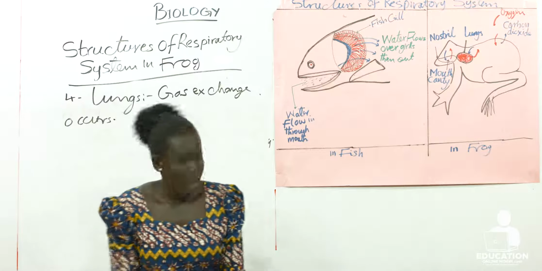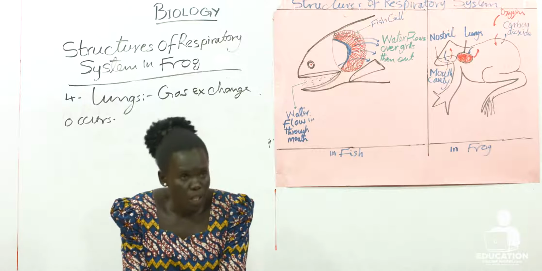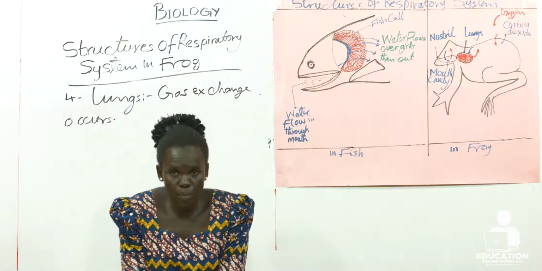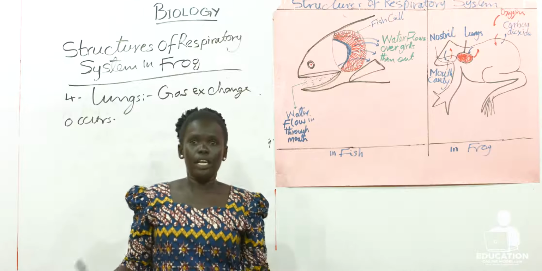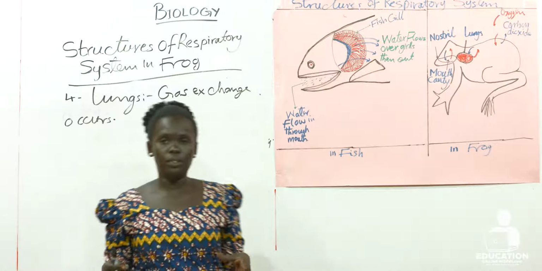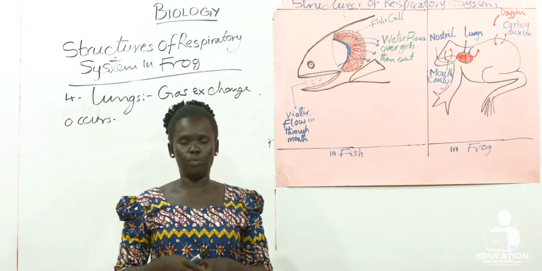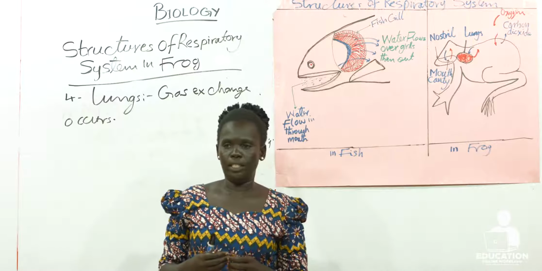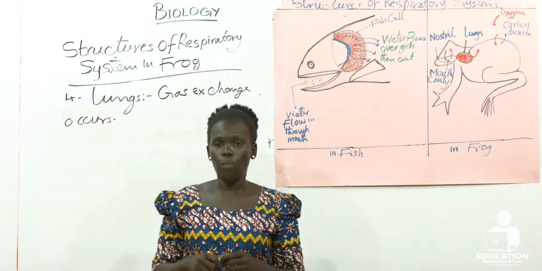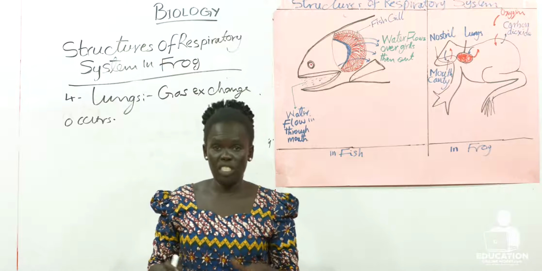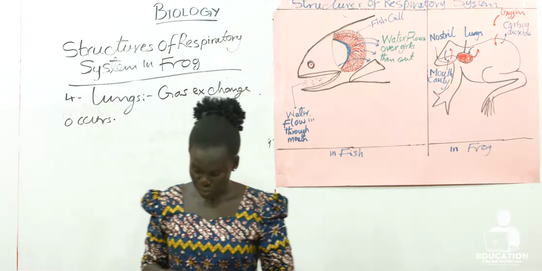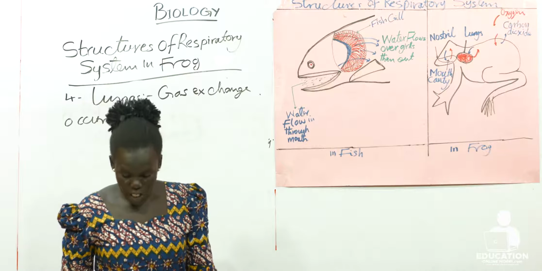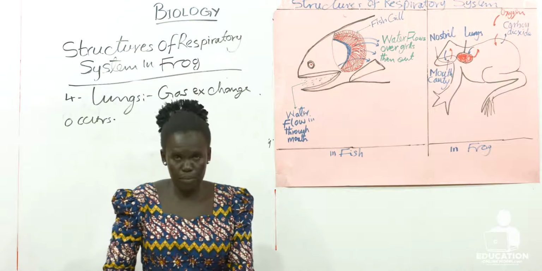So when the air reaches the lungs, then the oxygen in that air will diffuse into the blood to be carried to the whole of the body. So when that oxygen is exhausted, then the carbon dioxide in the lung is eliminated.